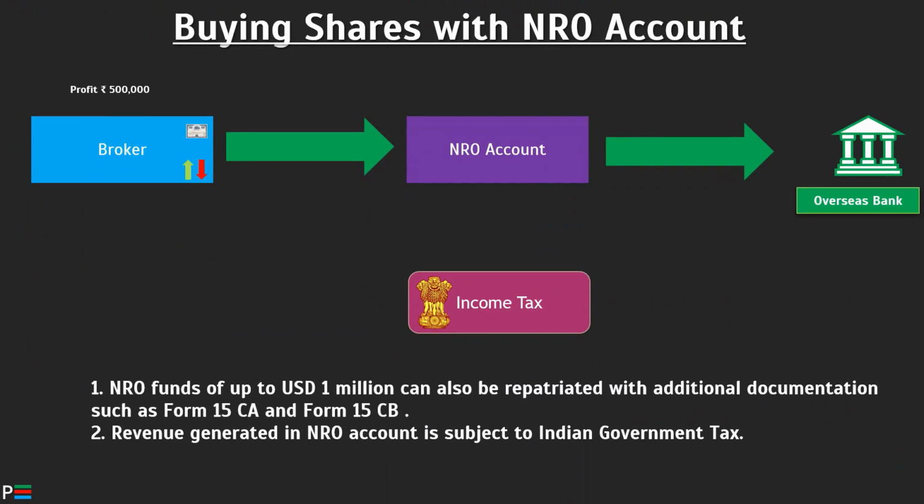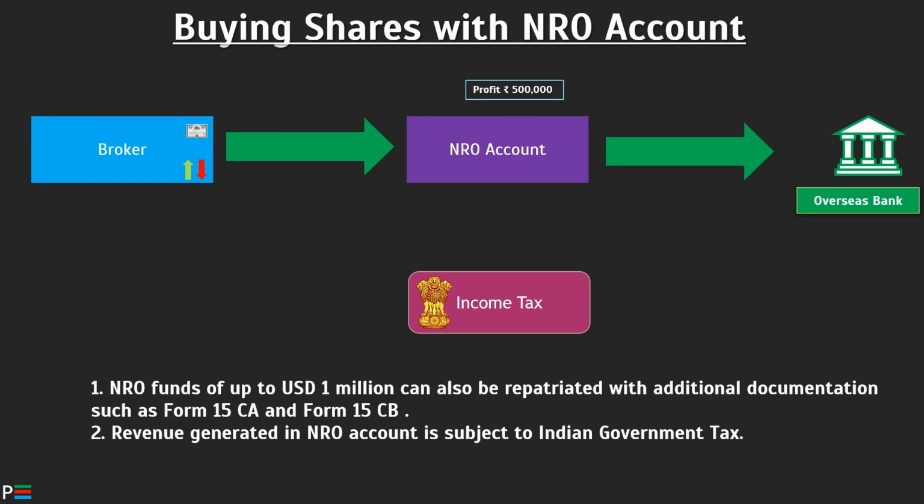So now let's have a look at the same scenario of buying shares with an NRO account. Again, during the financial year, I have bought and sold some shares which have generated 5 lakh rupees in profit. But the amount that you will see in the NRO account will be less than 5 lakhs. Unlike an NRE account where you get to keep the whole amount to yourself, when you trade with an NRO account, the amount will be taxed at the source. So the amount that is deposited in your account will be less than 5 lakhs.